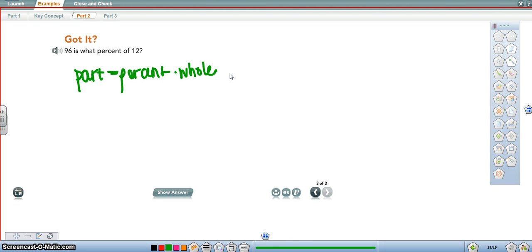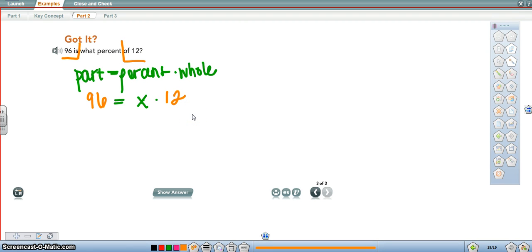Now this question says 96 is what percent of 12? This question, we don't know the percent, so that's our unknown. But we do know the part and we do know the whole. Use those keywords. 96 is of 12. 96 is the part, and 12 is the whole.